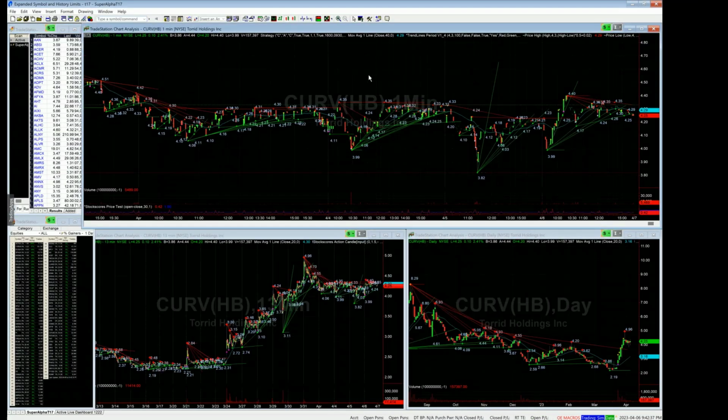Here is chart. Let's look at one of the stocks that was moving today. Actually, let's go SOUN. Why is this not coming up?